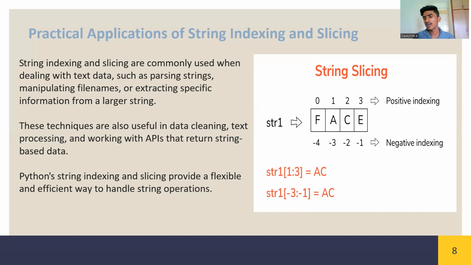String slicing. This is an example used for string slicing. Positive indexing and negative indexing. 0, 1, 2, 3 is the positive indexing. -4, -3, -2, -1 is the negative indexing.